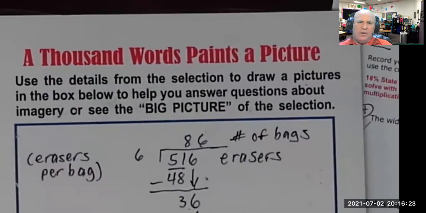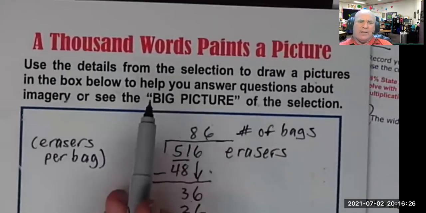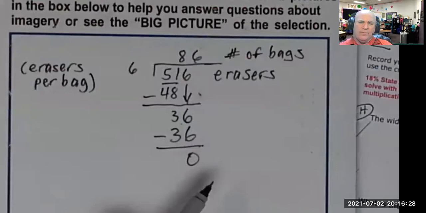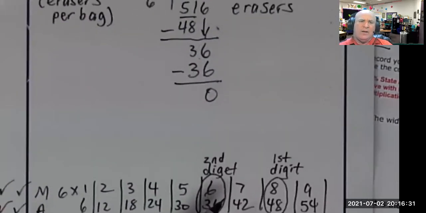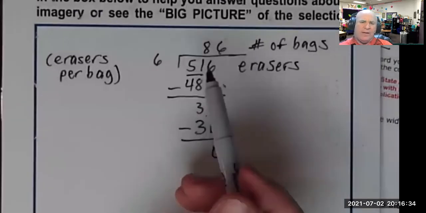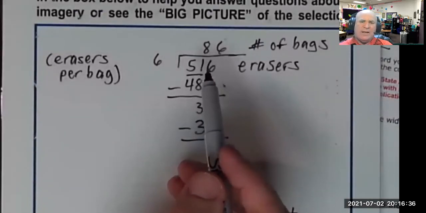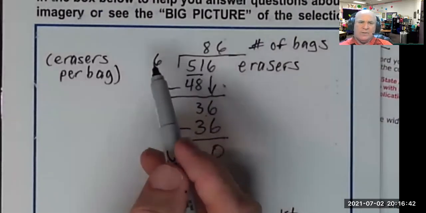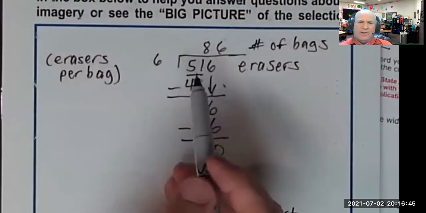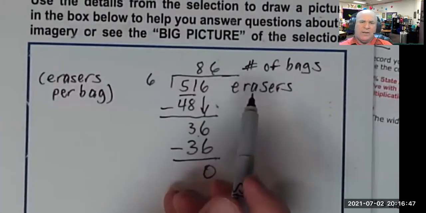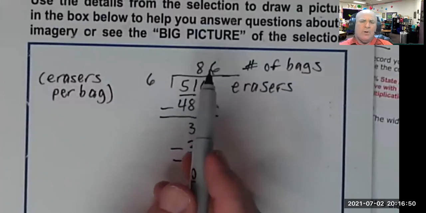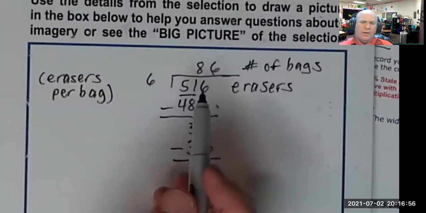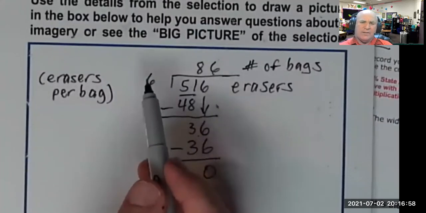Like I said, if a picture paints 1,000 words, well, I've got to, in math, make 1,000 words paint a picture. Since I already did the picture, now I can work it out. Remember that we had 516 total erasers, the dividend, divided by the divisor, 6 erasers per bag. They said, what's the most number of bags that you can use? Well, you're going to keep going until you run out of erasers by sixes.